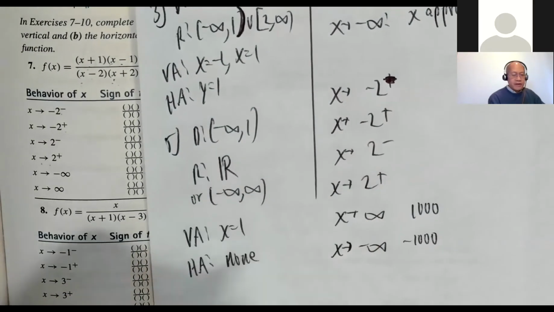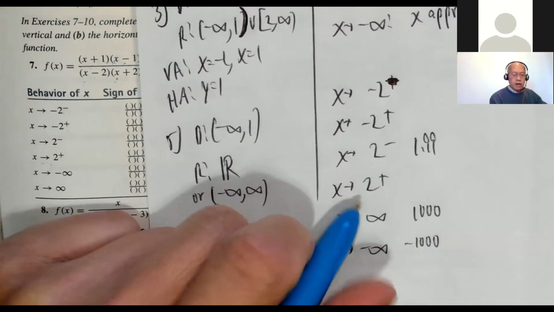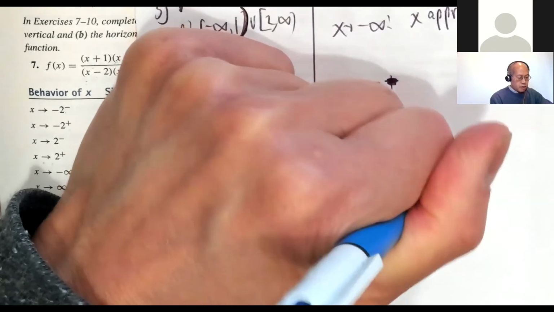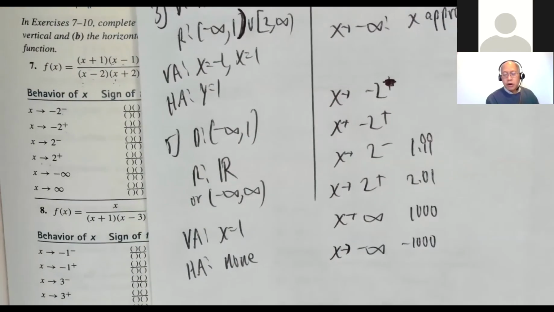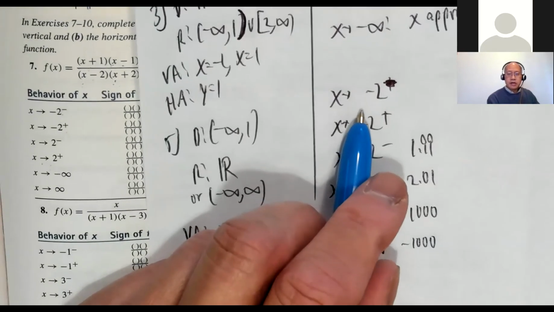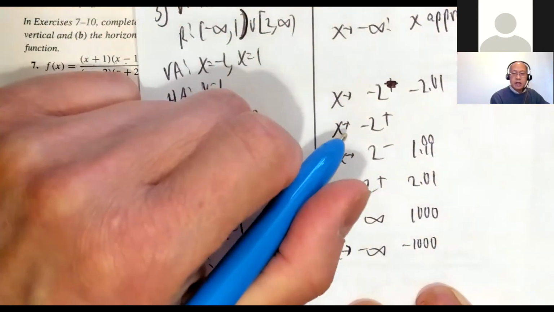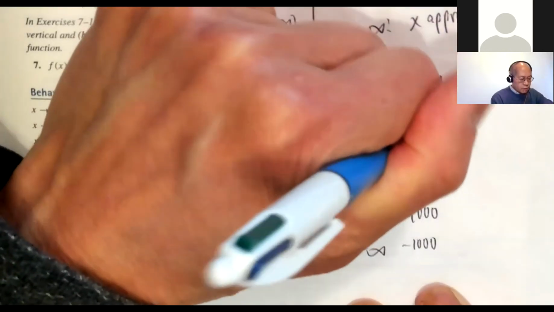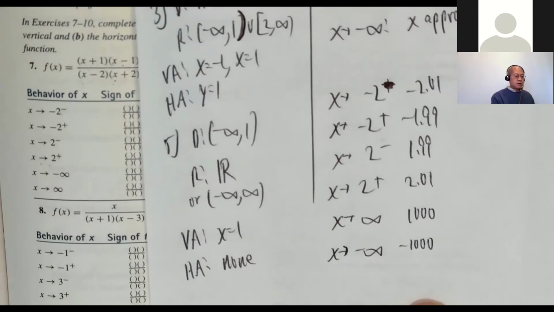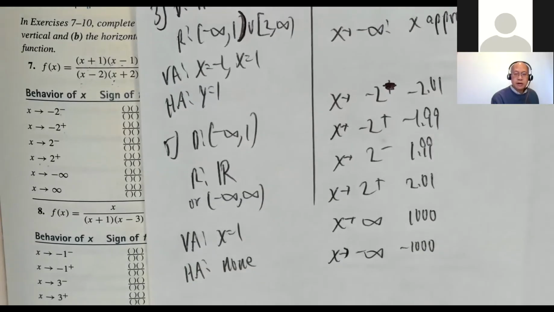A little bit to the left of 2, 1.99. A little bit to the right of 2, 2.01. Or you can say 2.001. Okay, this one's a little bit tricky. A little bit to the left of negative 2, negative 2.01. A little bit to the right of negative 2 is negative 1.99. Okay.